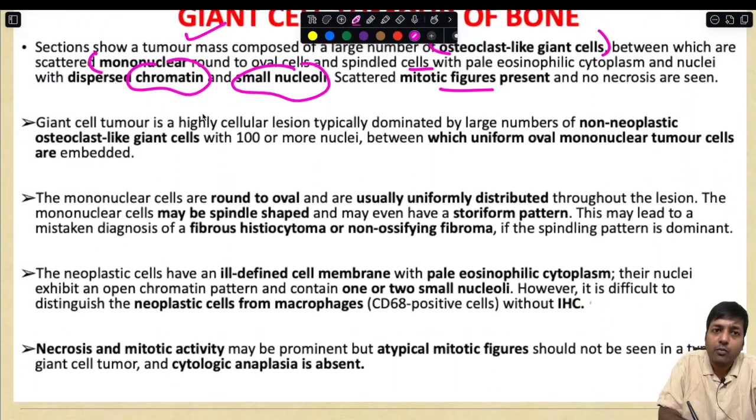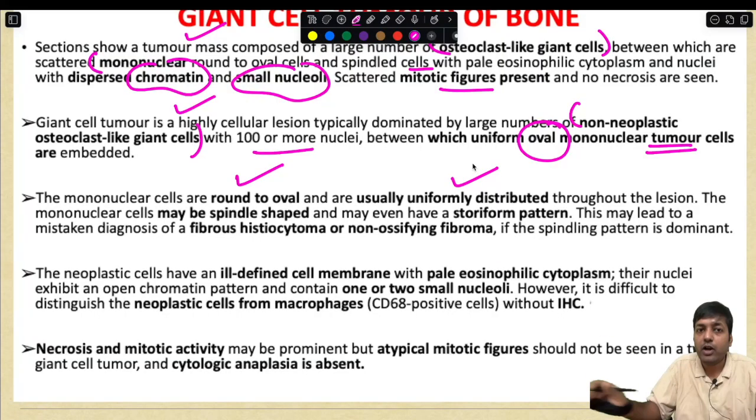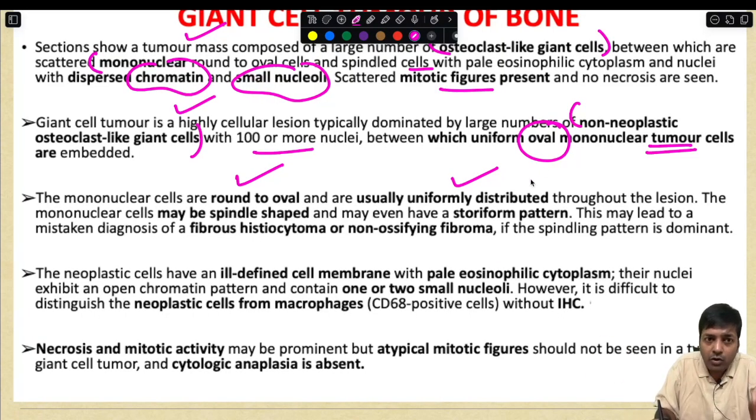Giant cell tumor is a highly cellular lesion, typically dominated by a large number of non-neoplastic osteoclast-like giant cells with 100 or more nuclei, between which uniform oval mononuclear tumor cells are embedded. These mononuclear cells are round to oval, usually uniformly distributed throughout the lesion. They may be spindle shaped and may even have a storiform pattern. This may lead to a mistaken diagnosis of fibrous histiocytoma or non-ossifying fibroma if the spindling pattern is dominant.